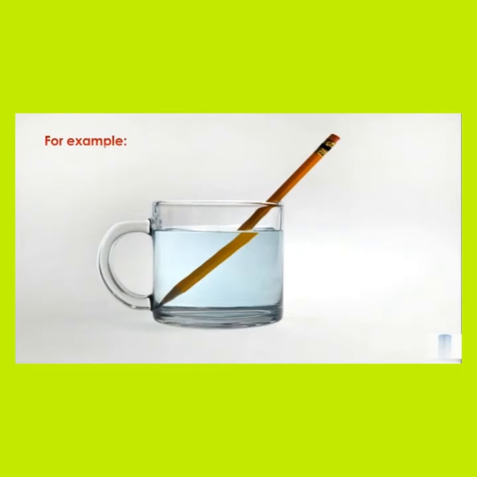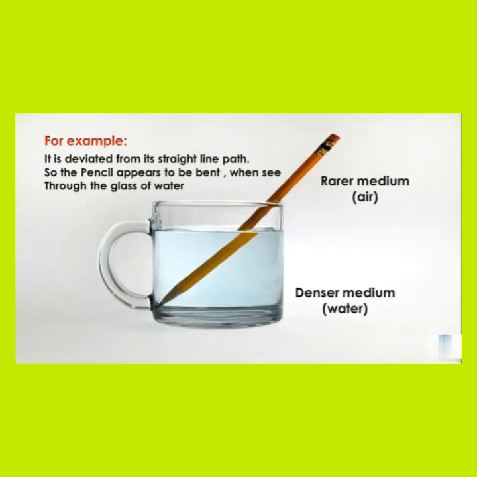Why? Because the light rays actually travel from the water, a denser medium, into the air, a rarer medium. So it is deviated from its straight line path. So the pencil appears to be bent when you see it through the glass of water.